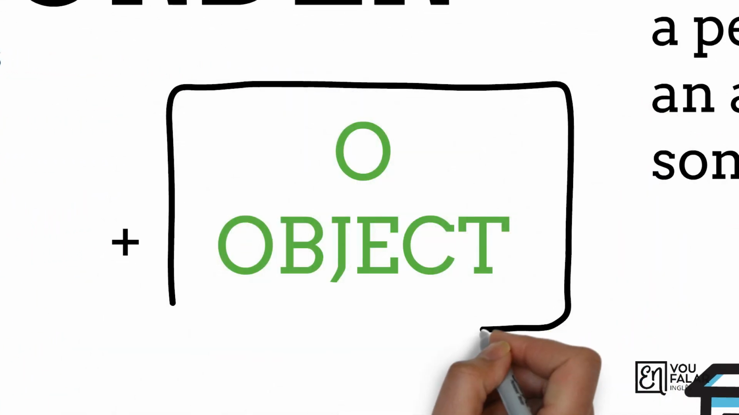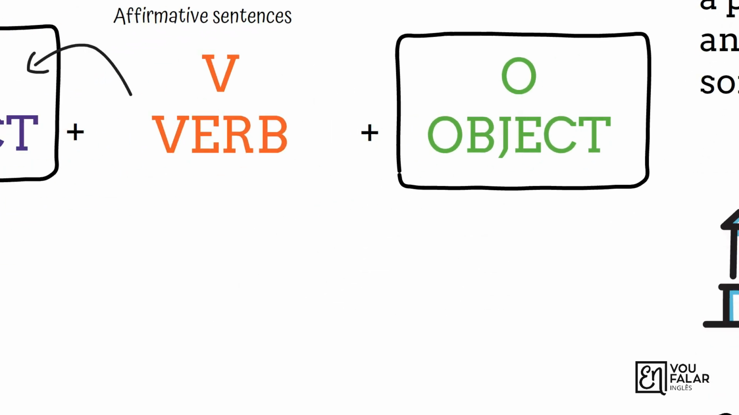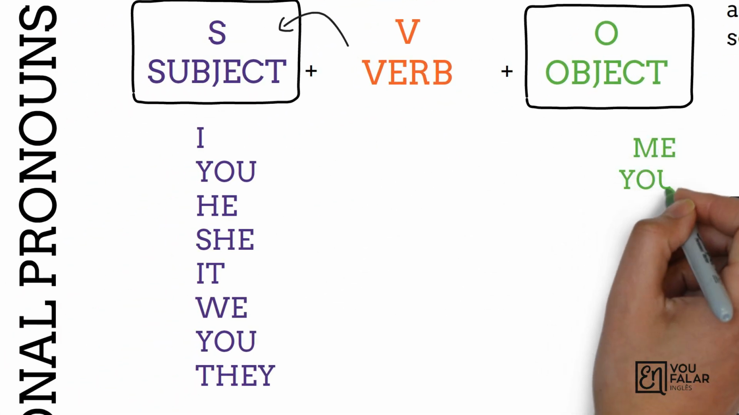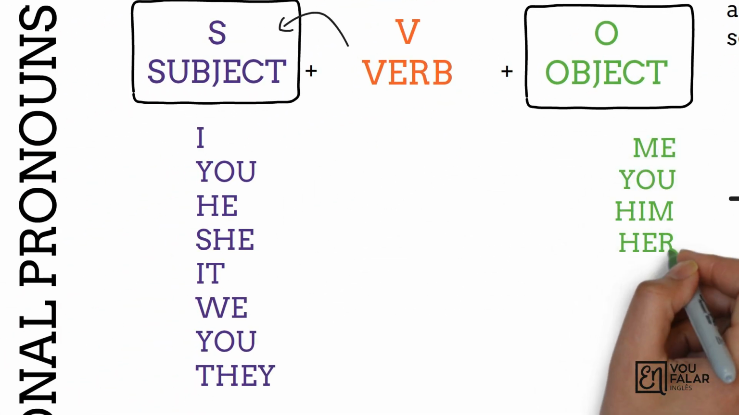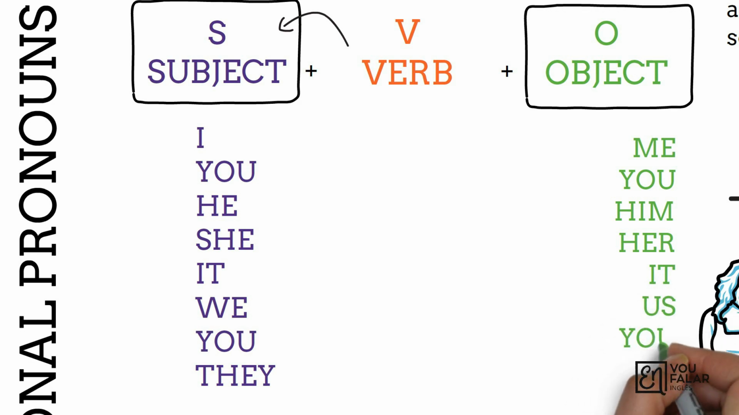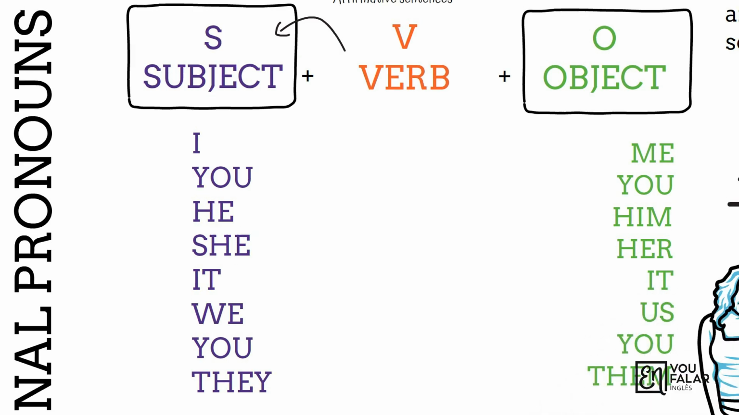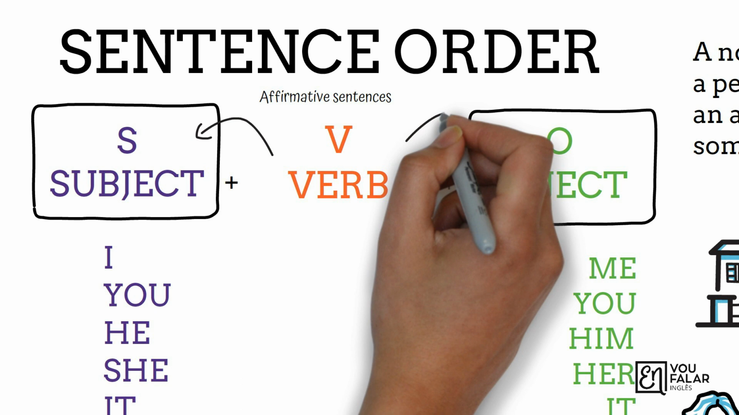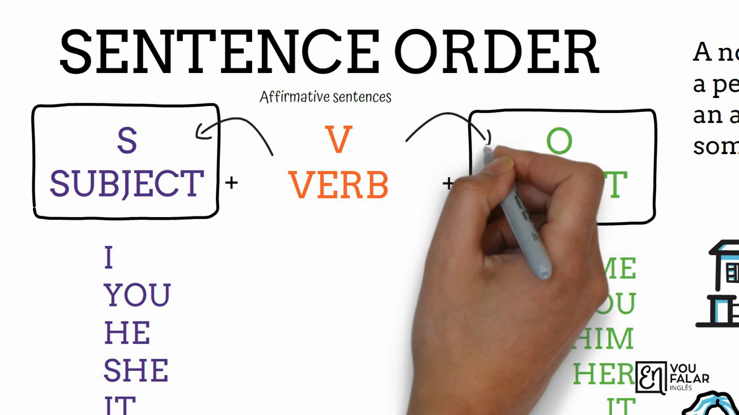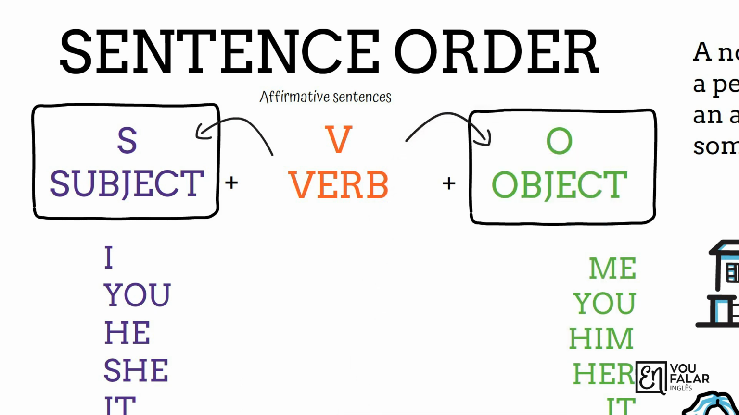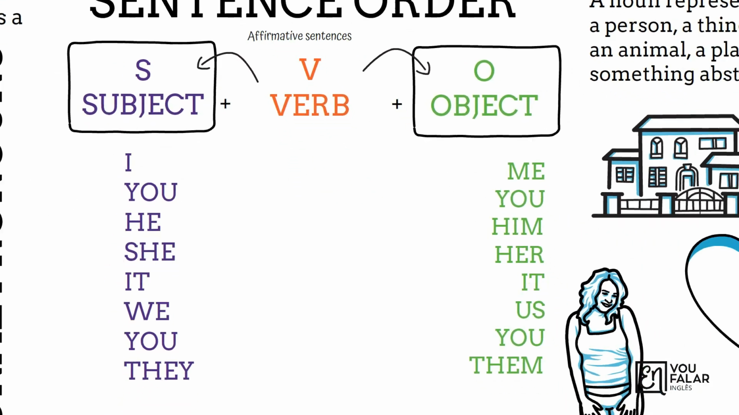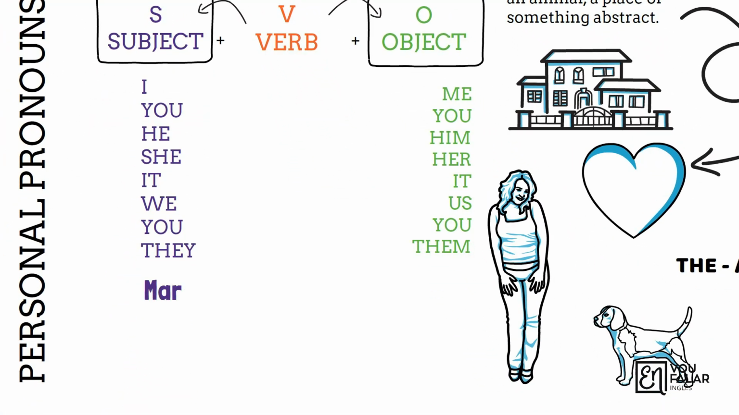And which are the object pronouns? Very simple. They are me, you, him, her, it, us, you, and them. These pronouns are used to replace, to substitute the objects of the sentence. Well, the object is the word that comes after the verb in this case.